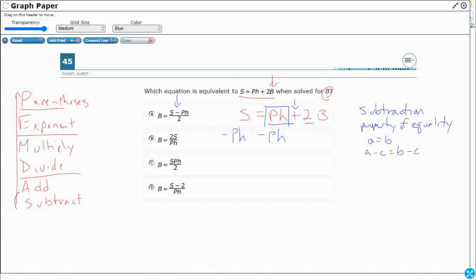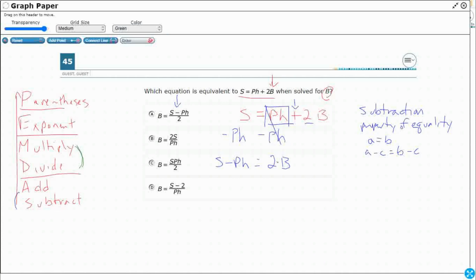But look what happens when I subtract PH from both sides. PH minus PH. Boom. Now it's a little bit better, right? This is 2B all by itself. Now I've got this S minus PH over here. Don't know what that means, but that B is a little bit closer to being isolated. Now, what do I have? I've got a 2 times B, right? So now I'm at this next level right here. Okay, so we're moving from the bottom up.